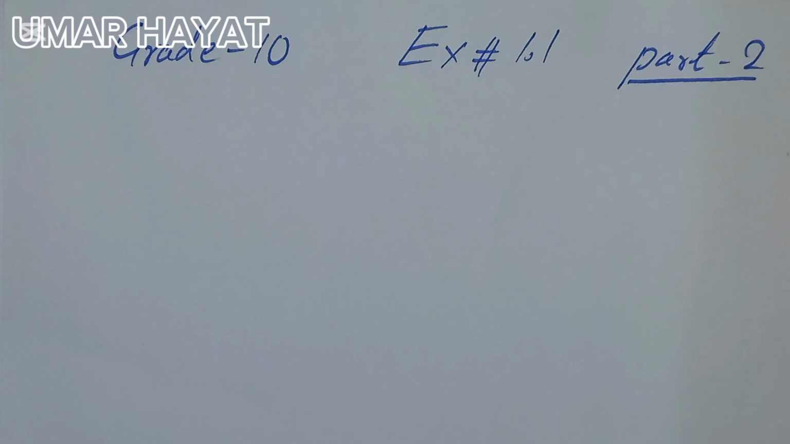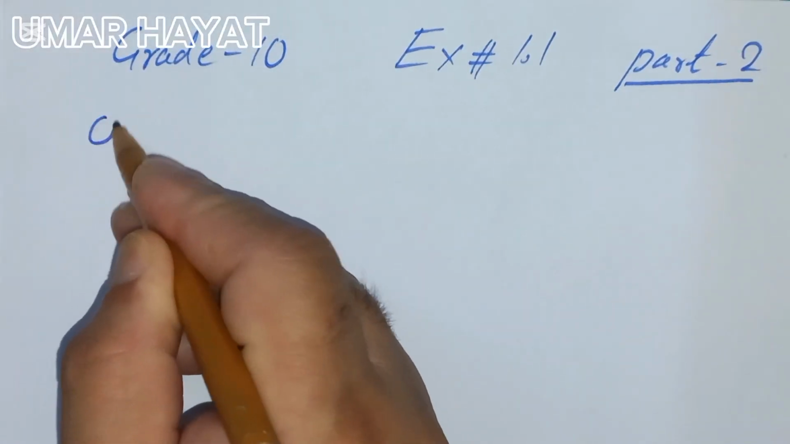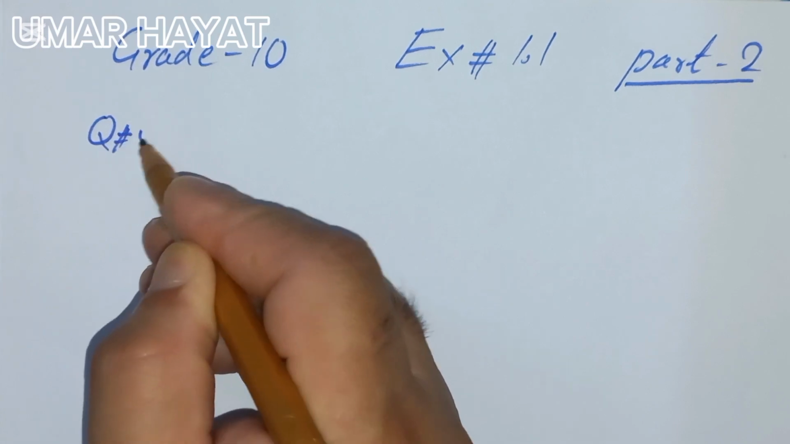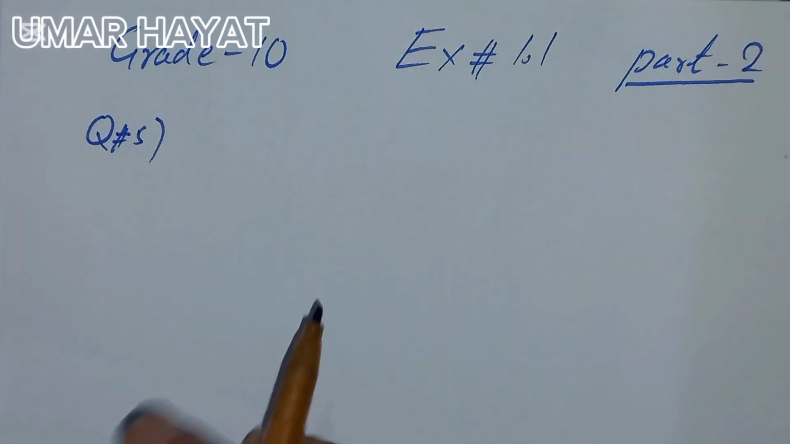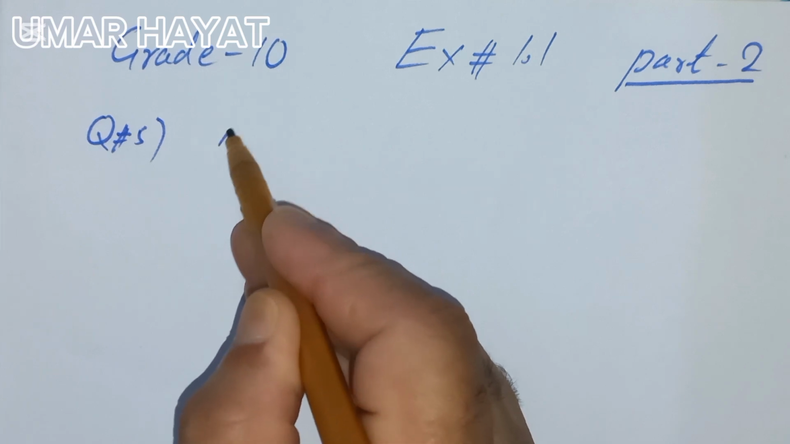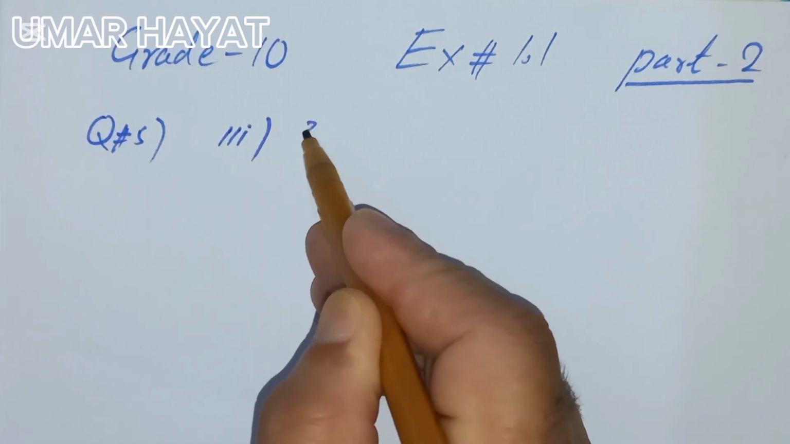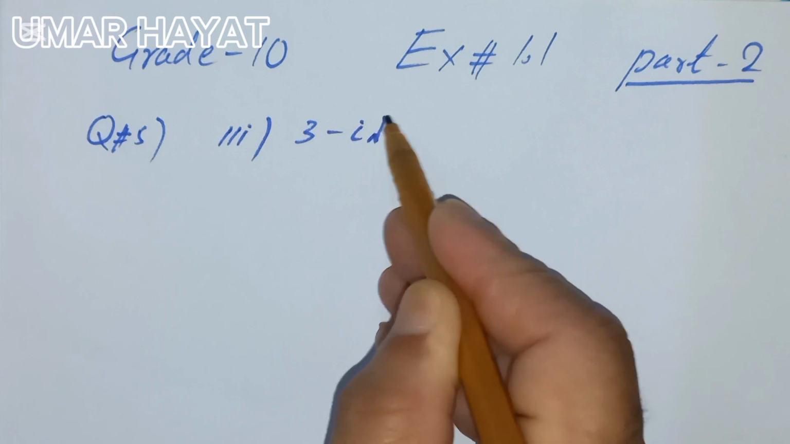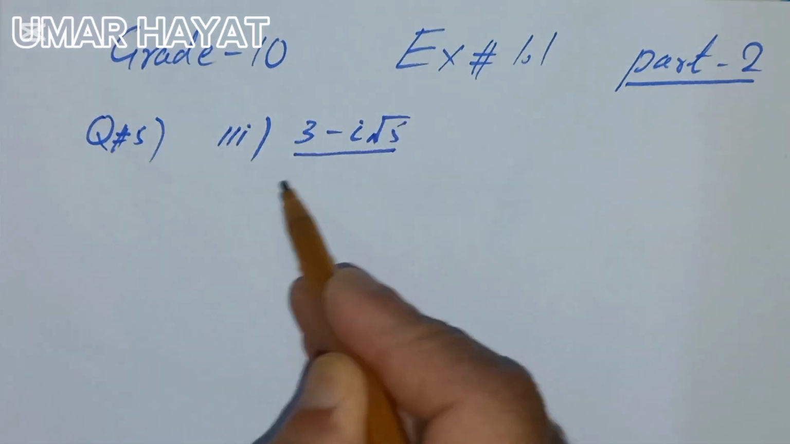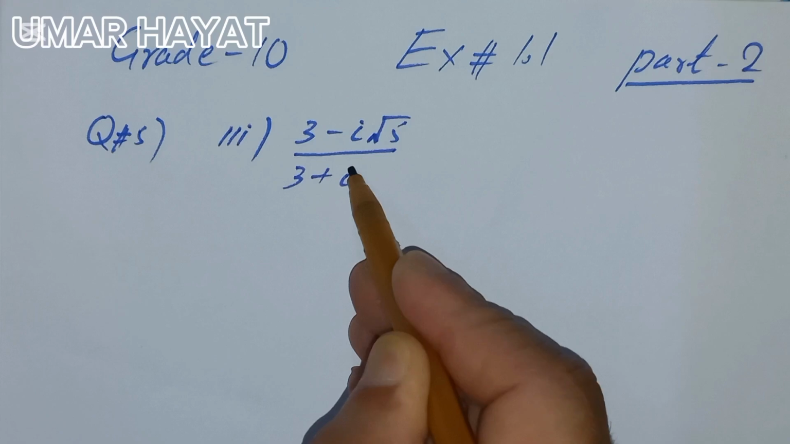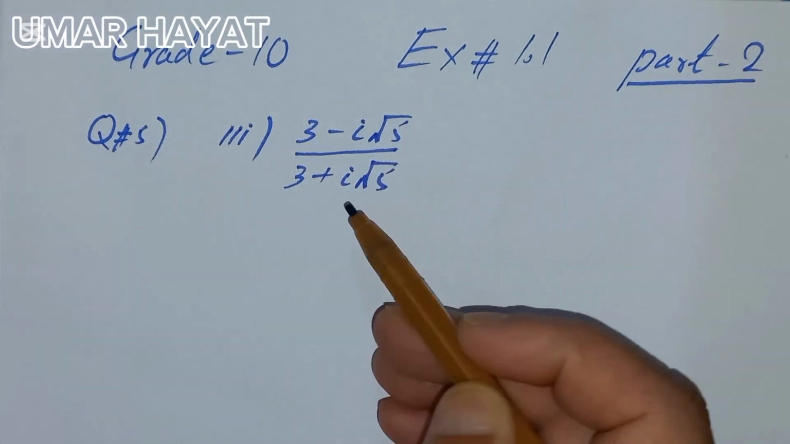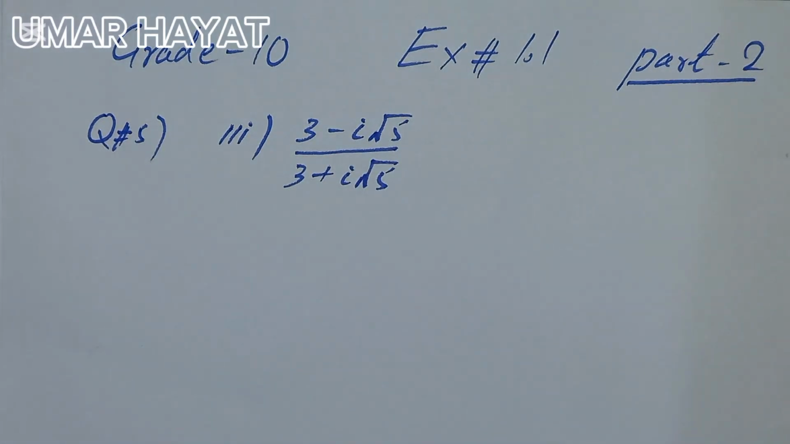The first question of this is question number 5. This is question number 5 of exercise 1.1. In this question we will learn how we divide two complex numbers. Third part of this question is 3 minus iota under root 5 divided by 3 plus iota under root 5. These are two complex numbers and they are dividing each other. We want to simplify this into a plus b iota form.